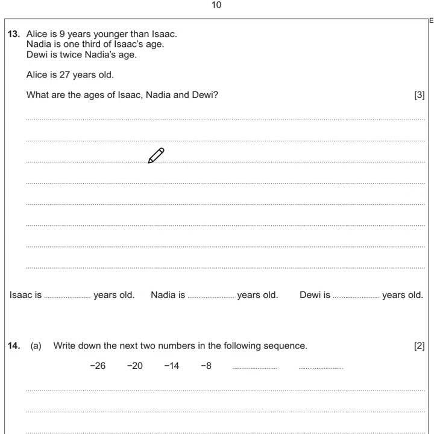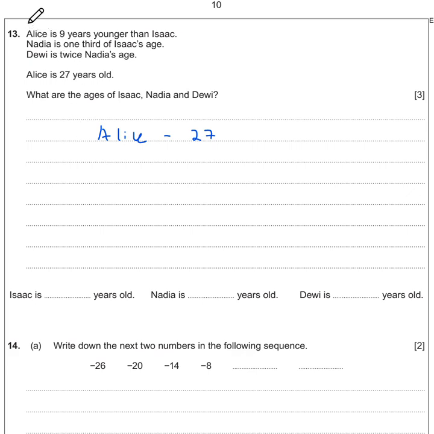Question 13. So we've got Alice is 9 years younger than Isaac. Nadia is 1/3 of Isaac's age. Dewi is twice Nadia's age, and Alice is 27 years old. Okay, let's start with Alice because we know her age is 27 years old. We've got to work out what are the ages of Isaac, Nadia, and Dewi. So let's have a think how.